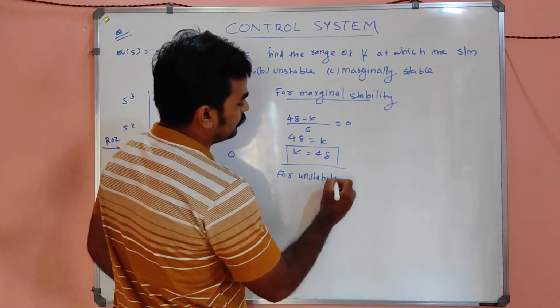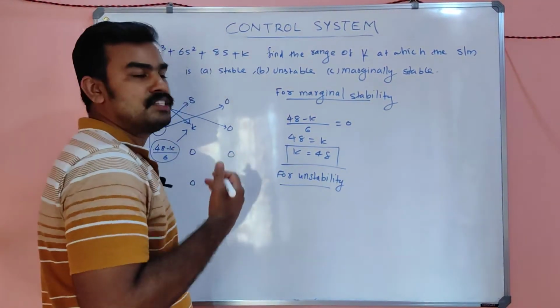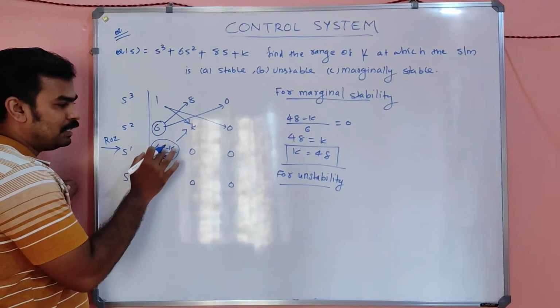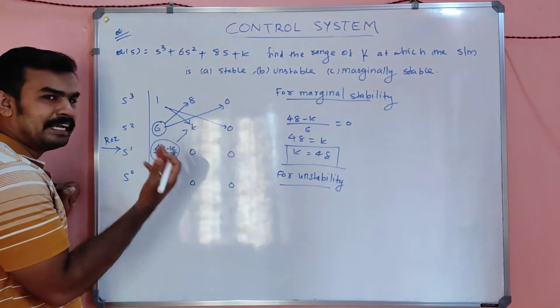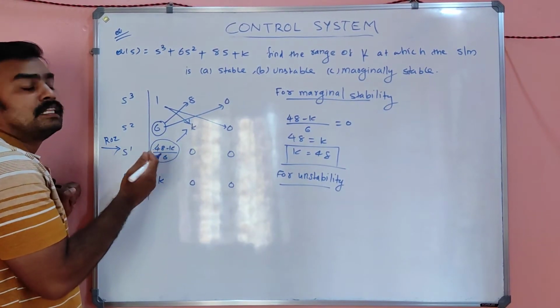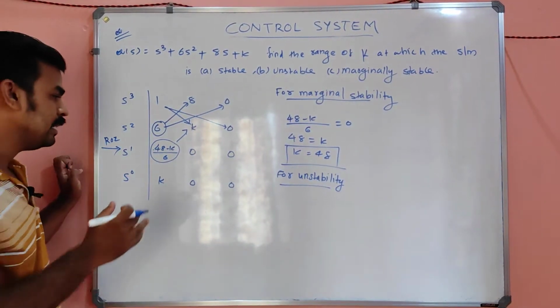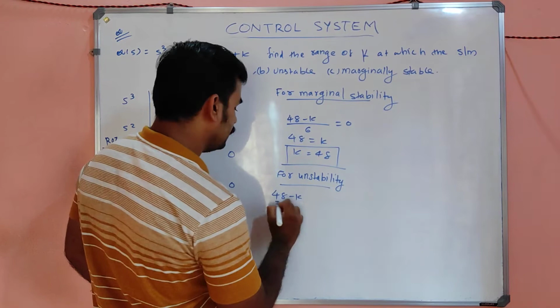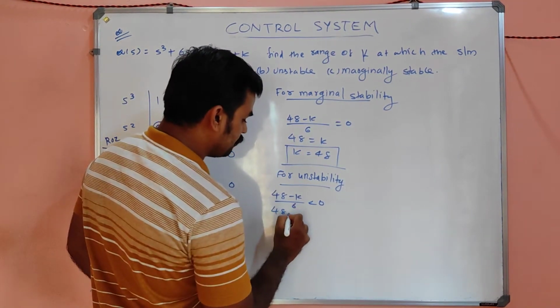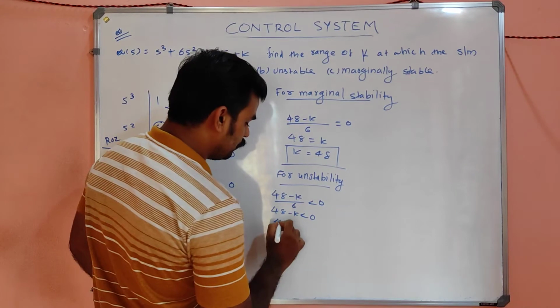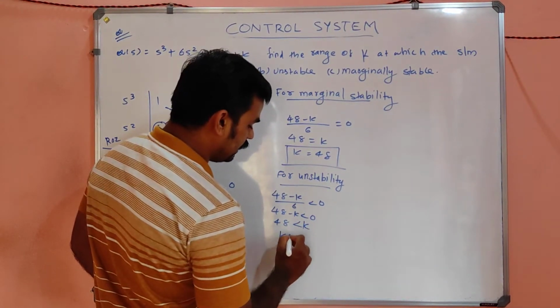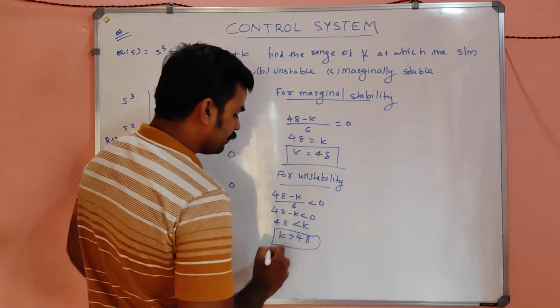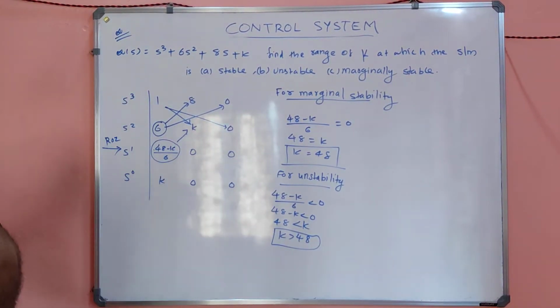For instability, what do I get, my dear? This value should be less than 0, right? This value should be negative, then only there will be some sign changes. Then only there will be a chance of instability. So 48 minus k by 6 less than 0, or 48 minus k less than 0, or 48 less than k, or k greater than 48. So this is the condition for instability, my dear.